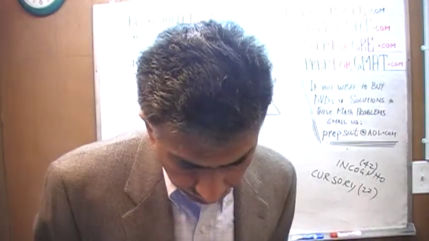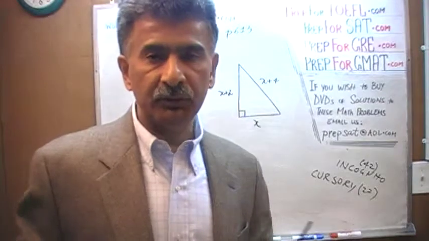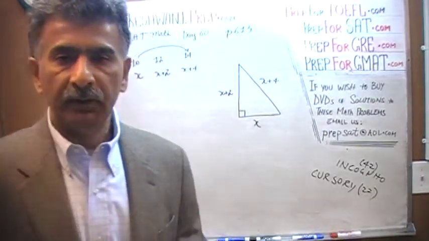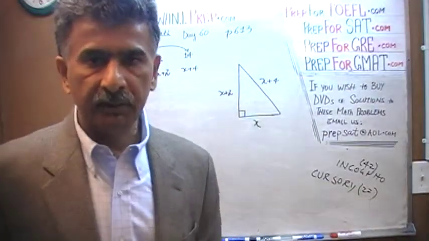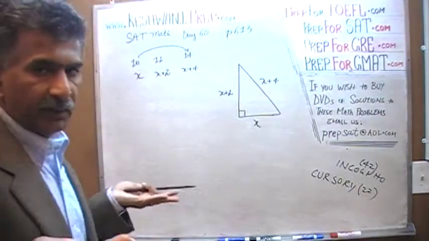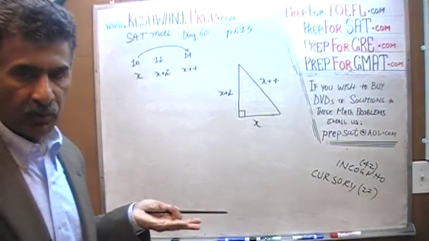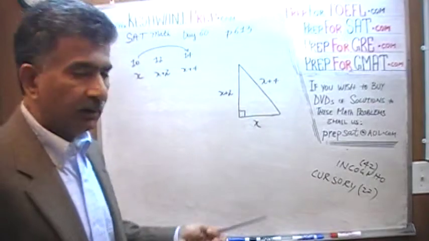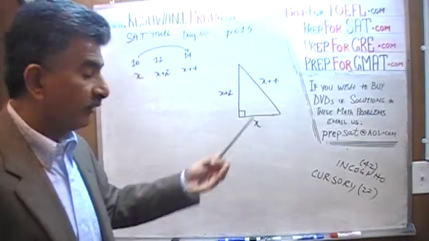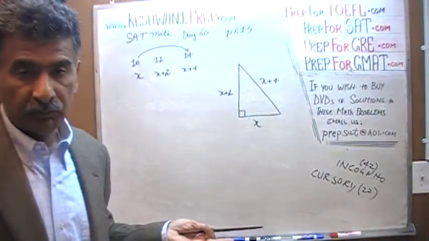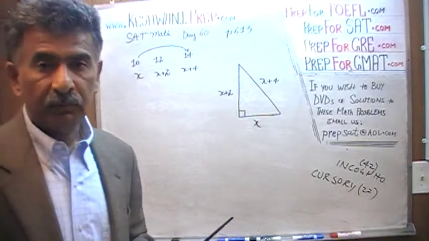Which of the following equations could be used to find x? Don't even bother looking at the equations there. Ask yourself, if you were asked to solve for x here, in other words, if you were asked to find out what are the 3 sides of this particular triangle, we'll have to solve for x. What concept would be employed here?